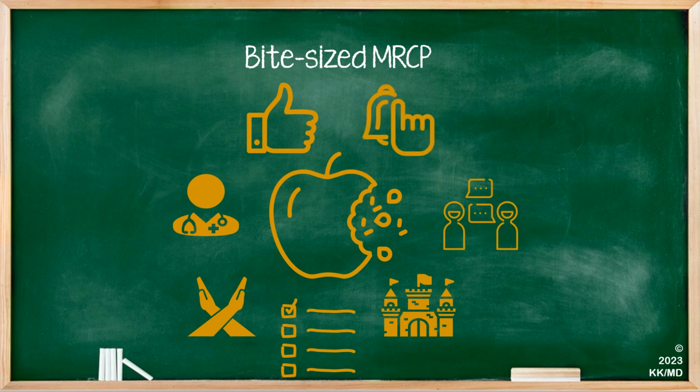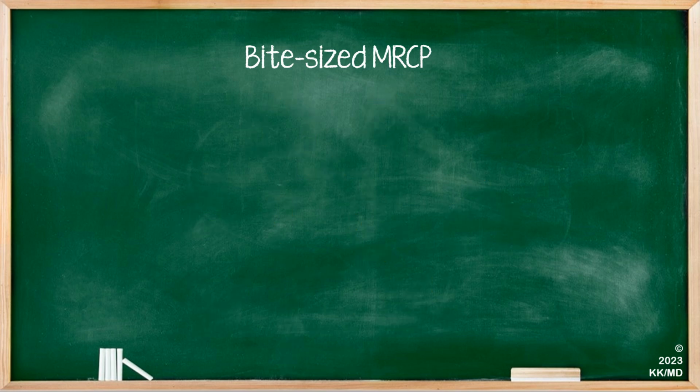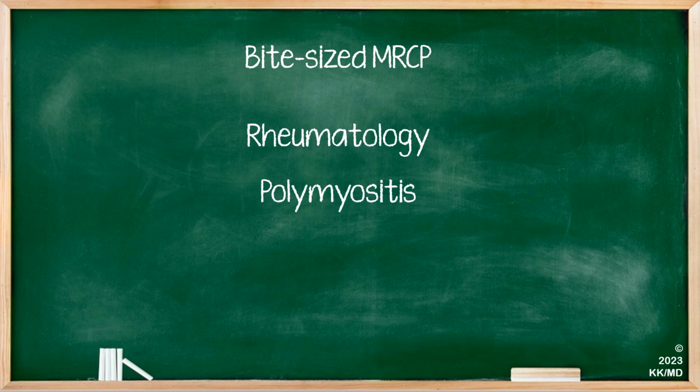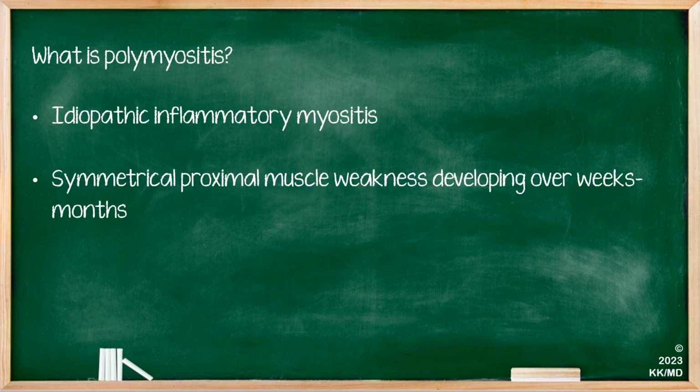Now, without further ado, let's get into today's topic, which is on polymyositis under the section of rheumatology. So, what is polymyositis? It's an idiopathic inflammatory myositis, and it causes symmetrical proximal muscle weakness, which usually happens over a period of weeks to months.